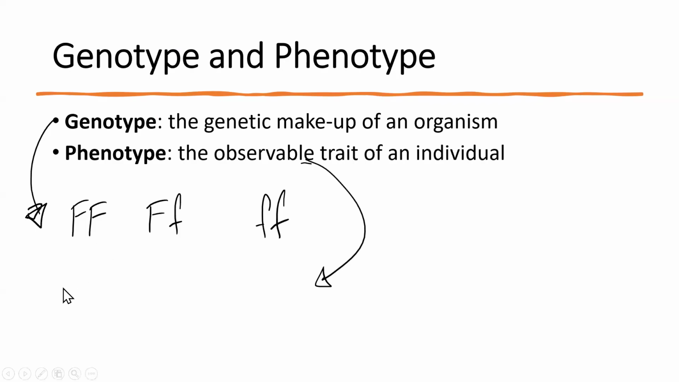So if you're big F, then you have freckles. If you're big F, small f, you also have freckles. And then this one would be no freckles. And here is the important point that I have been trying to get across. Two people with the same phenotype do not necessarily have the same genotype. You should definitely write that down.